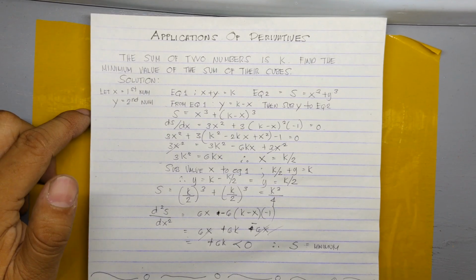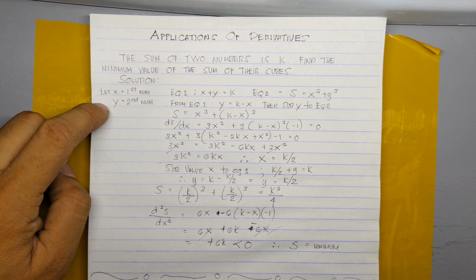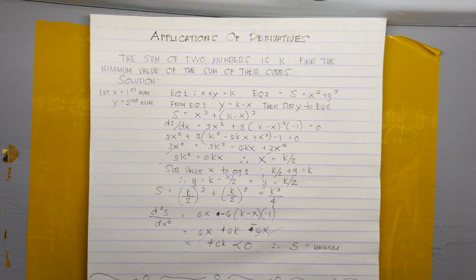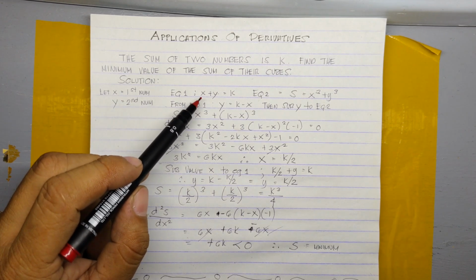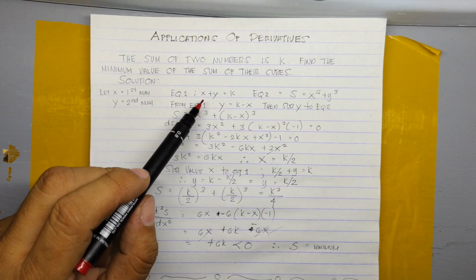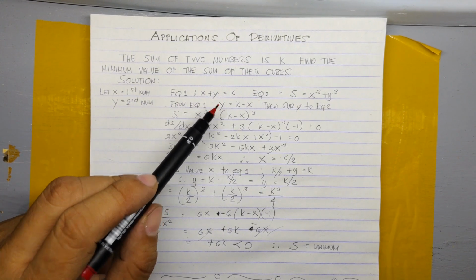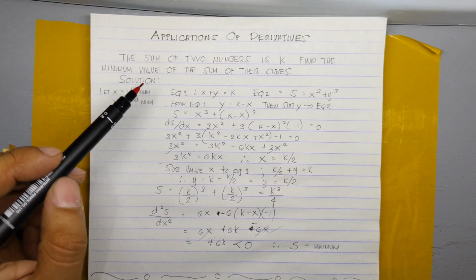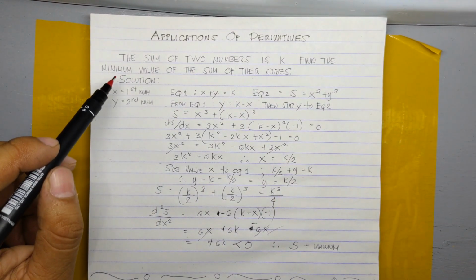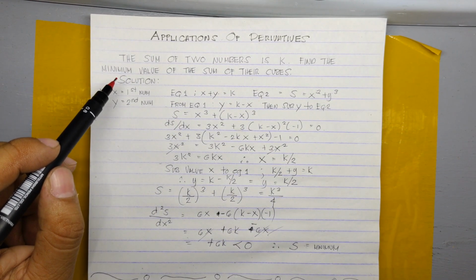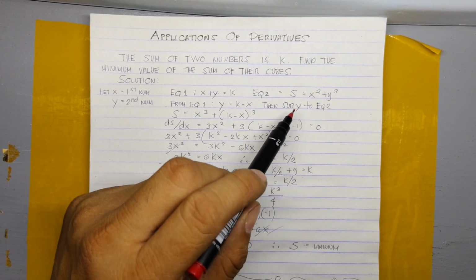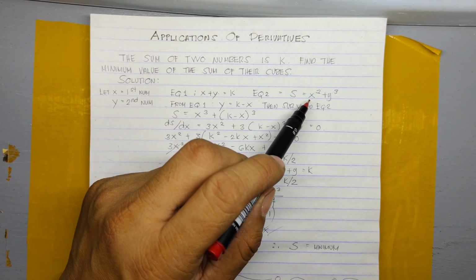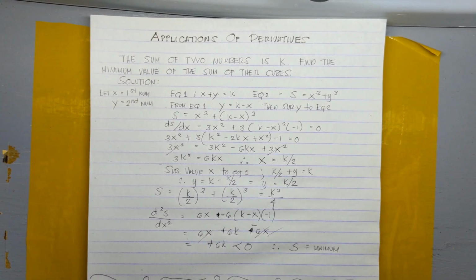So first, let x be equal to the first number and y be equal to the second number. From this problem, it states that the sum of the two numbers is k. So x plus y is equal to k. And for the second sentence, the problem states the minimum value of the sum of their cubes. So equation 2 will be: the sum is equal to x cubed plus y cubed.